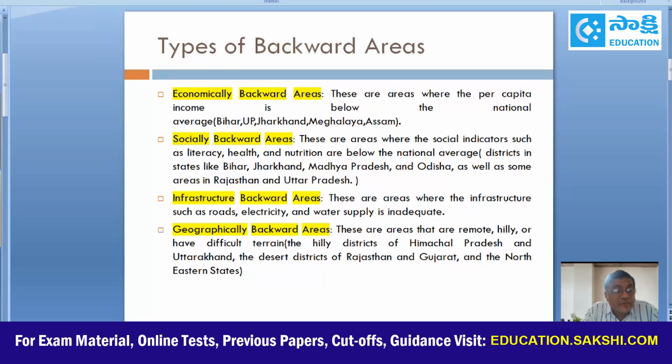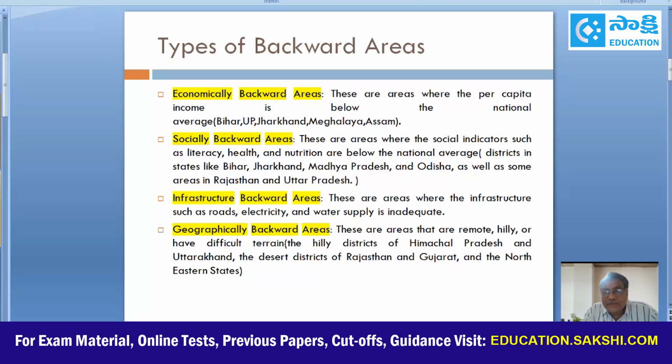So from this we came to know, if you segregate the backward areas, you will find some areas are economically backward, some areas are socially backward. Socially backward means, as I have already mentioned, in terms of literacy, health, and nutrition, their status was lower than the national average. And some states are lagging behind in terms of infrastructure facilities, and some areas are remote areas, hilly areas, or have difficult terrain. These are all geographically backward areas.